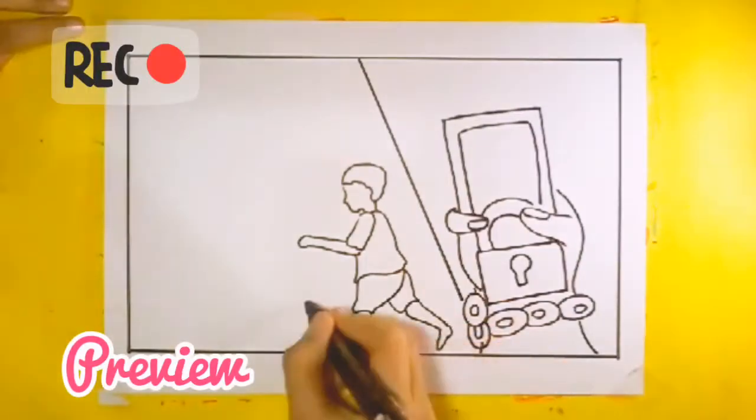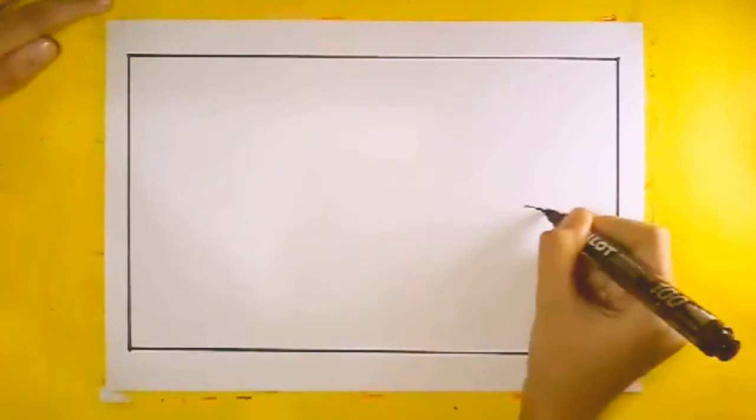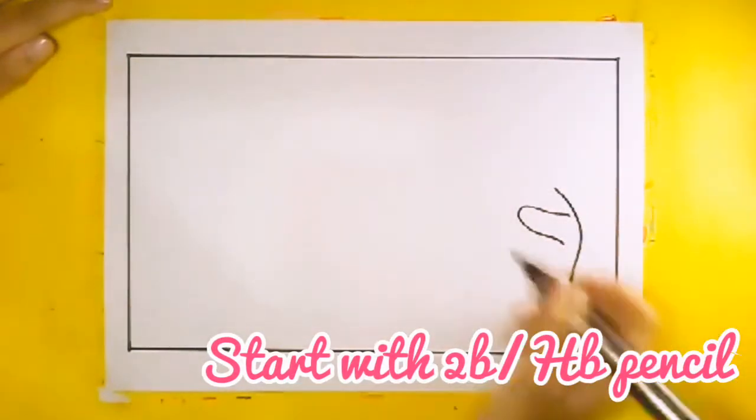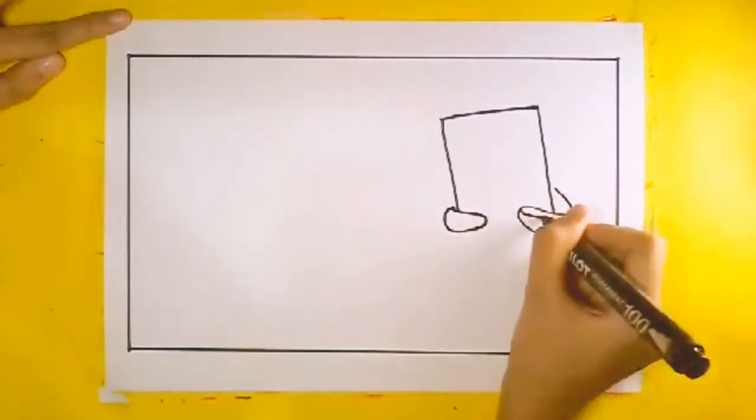How to draw a poster about mobile addiction of children. Let's start it. Start drawing with a 2B or HB pencil that you can easily erase at some point.